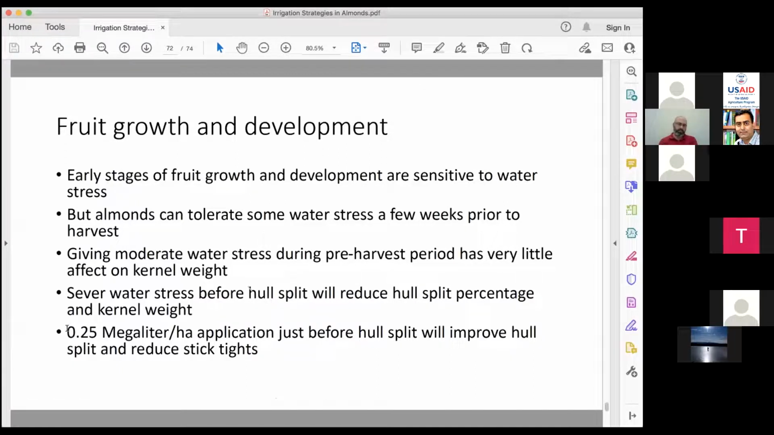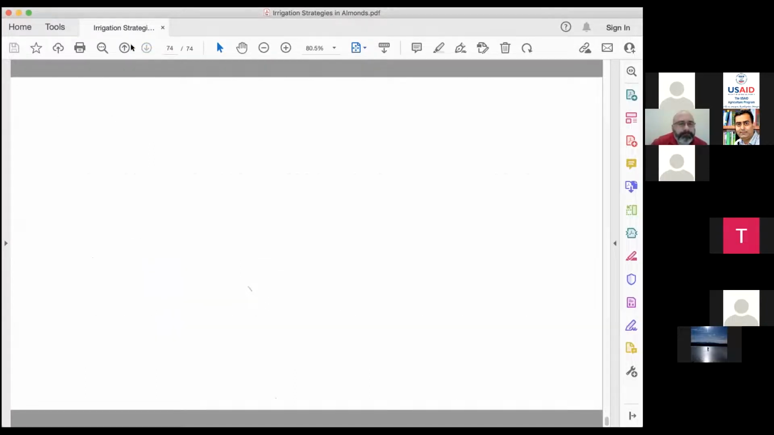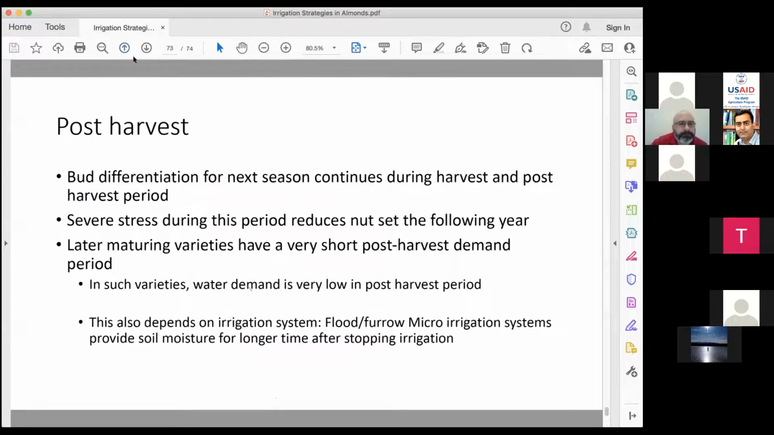Okay. So I just added this point here that about a quarter of megaliter per hectare application just before hull split will improve hull split and reduce stick tights. That is based on the research done here in California. Post-harvest, we talked about bud differentiation and severe water stress during post-harvest can reduce next year's crop. Late maturing varieties, we talked about late maturing varieties. So this is basically summarizing all the points that we discussed.